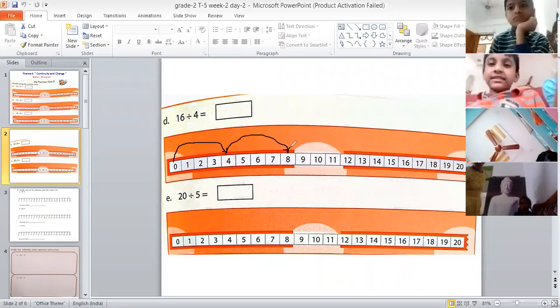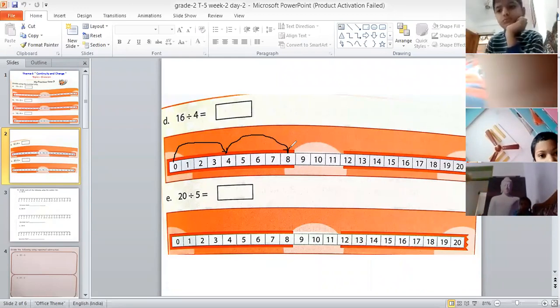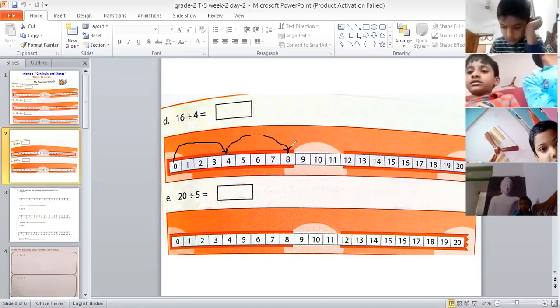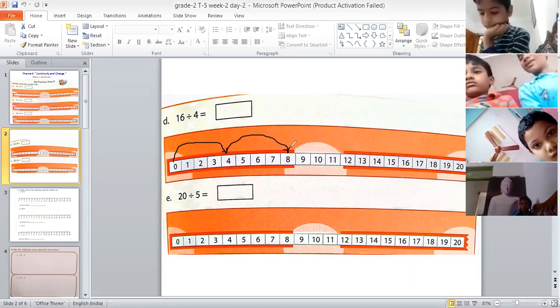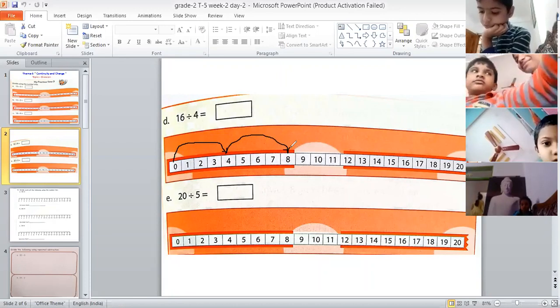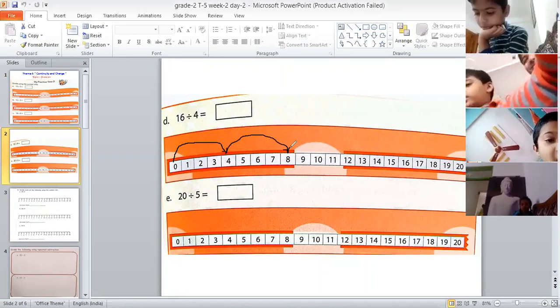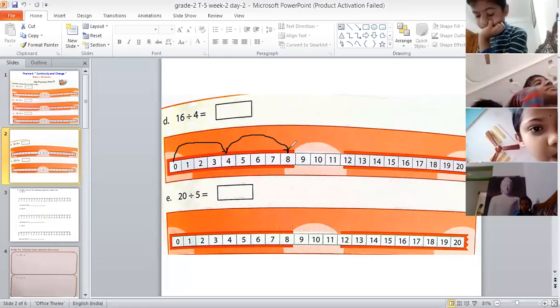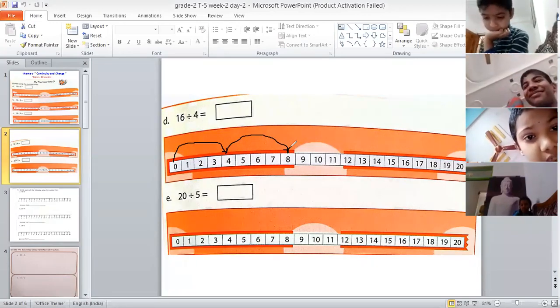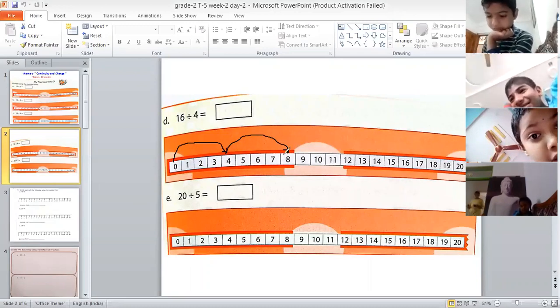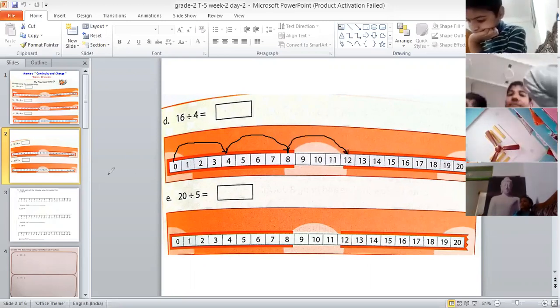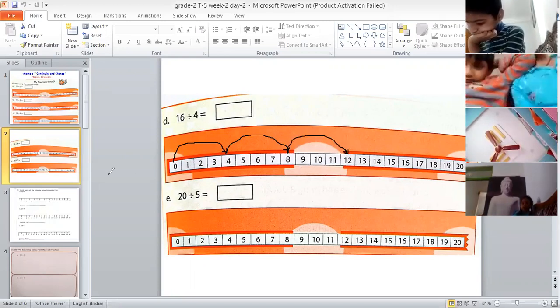Tanishka, tell me, what will be the next number after 8? How many steps do you have to take forward, Tanishka? 4 steps, ma'am. So after 8, count forward 4 quickly. 9, 10, 11, 12. Yes, so we'll reach number 12.